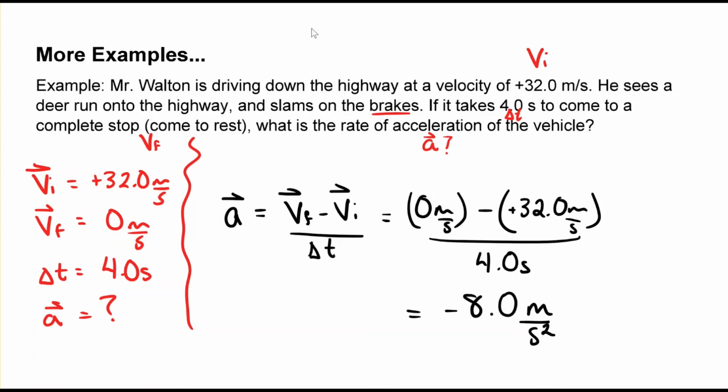So let's see if this makes sense. I've got a car. Mr. Walton's driving down the highway. Okay, so I've got a car.